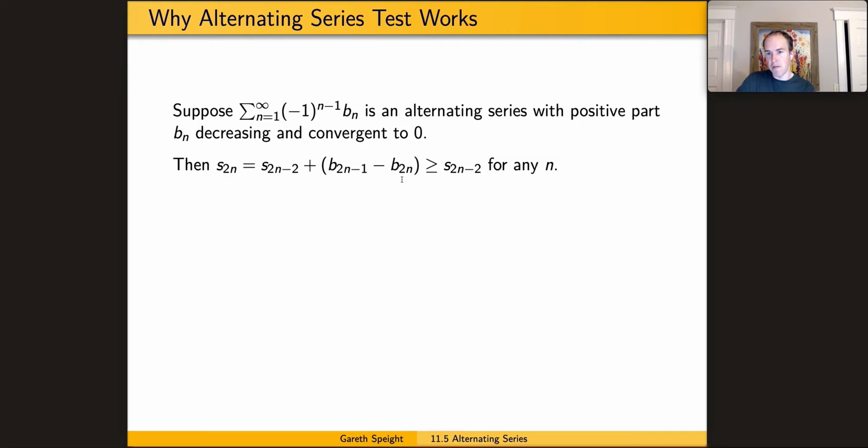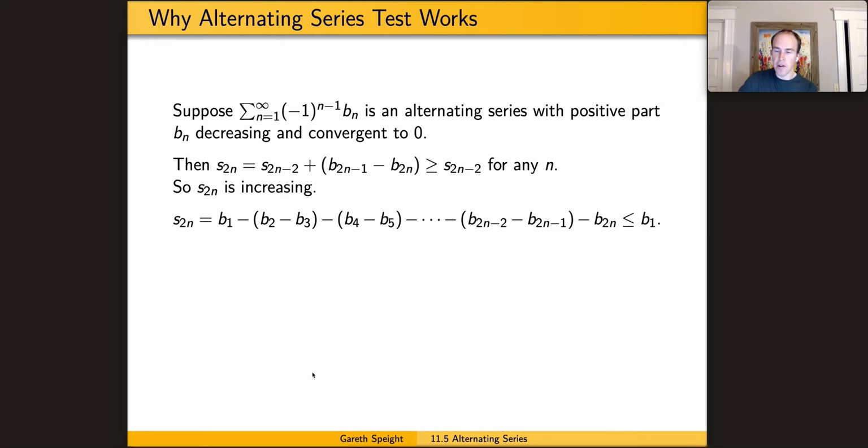If we just throw away the positive thing in the parentheses, it's bigger than S2n minus 2. So what this is saying is that S2n is an increasing sequence. If I sum 2 terms, and then I sum 4 terms, and then I sum 6 terms, if I sum an even amount of terms, that's an increasing sequence.